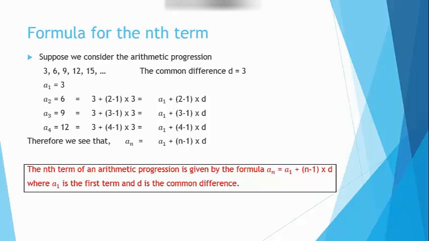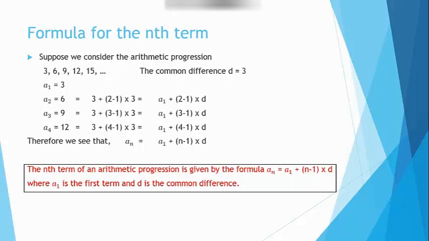We write it this way in order to get a general formula for the arithmetic progression. So a2 equals a1 plus (2 take away 1) times d. The third term a3 equals 9, which equals 3 plus (3 take away 1) times 3, that is, a1 plus (3 take away 1) times d. And it goes on for a4, a5, and so on. Therefore we see that the general term an equals a1 plus (n take away 1) times d.